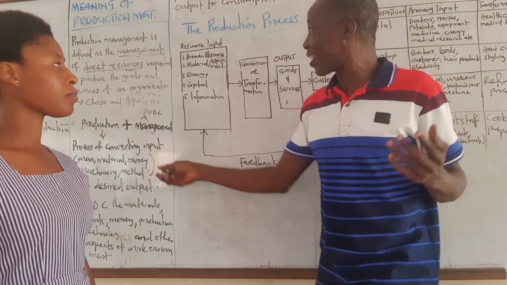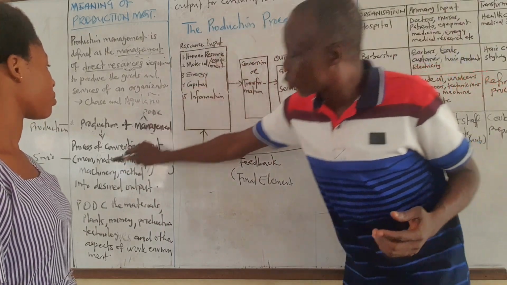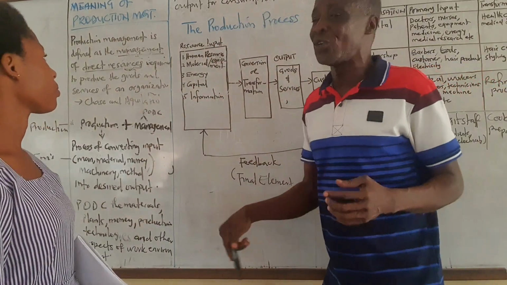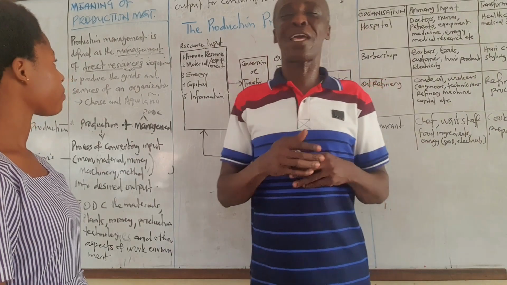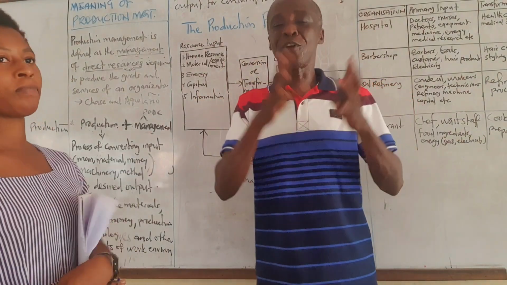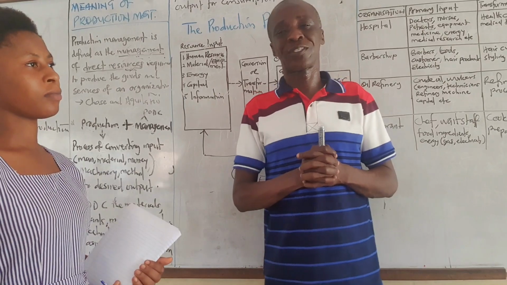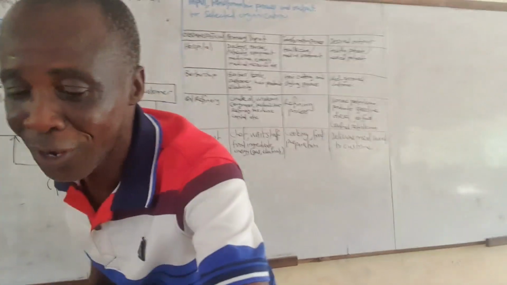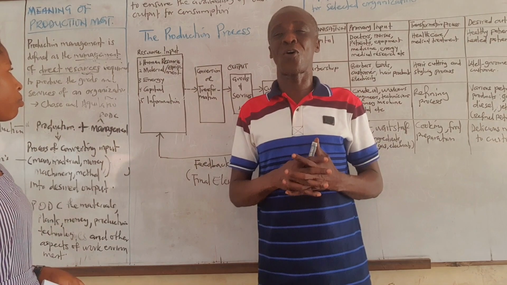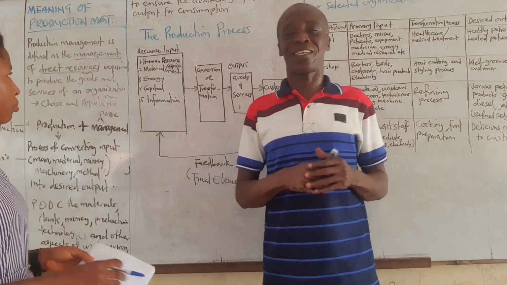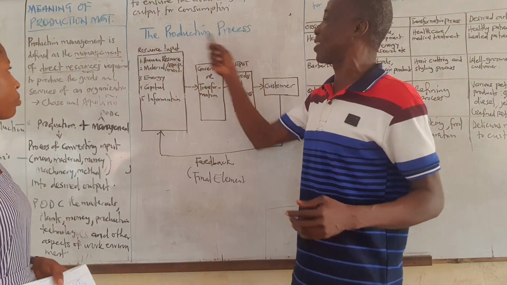So that is how they will define production. This is production, this is management. So when you combine the two, then you get what production management is all about. It's the management of the various inputs into a desired output that the customer may need. So we know what production management is all about now. Now let's move to the next thing, which is the process of production, the production process.